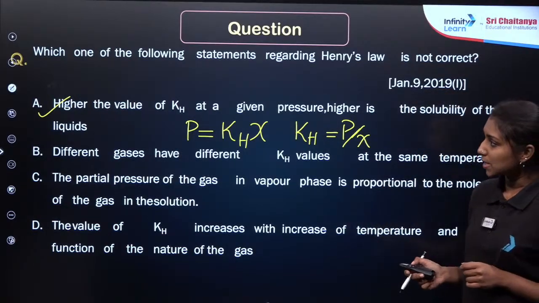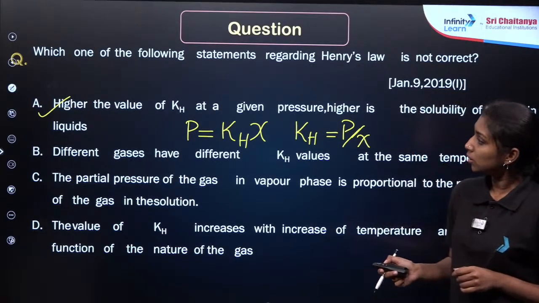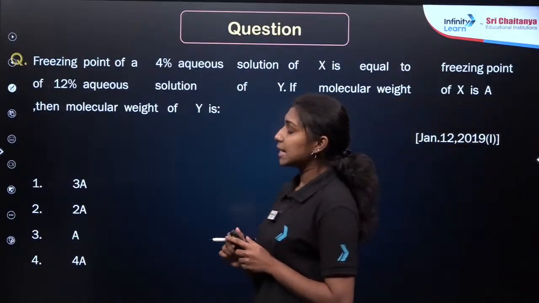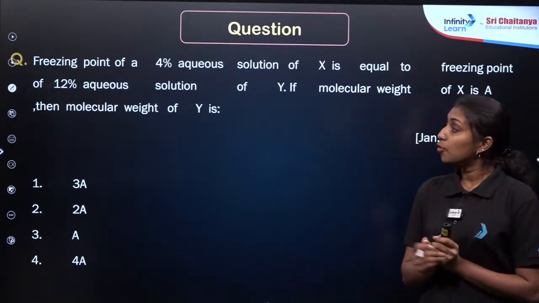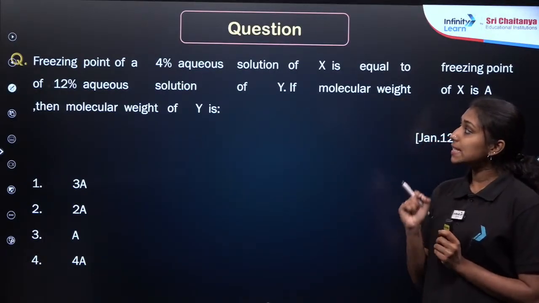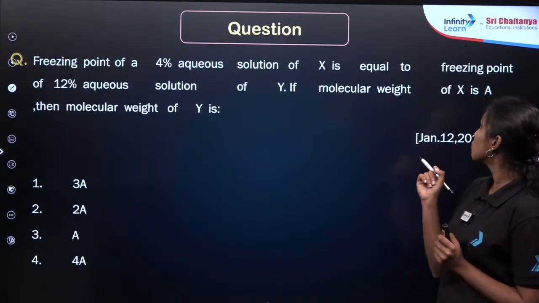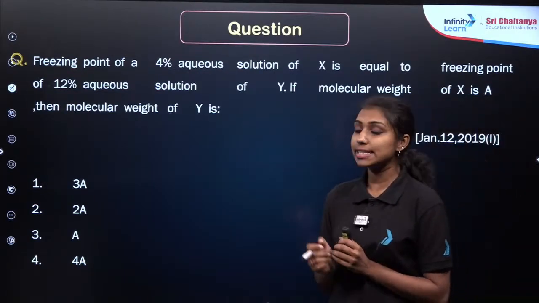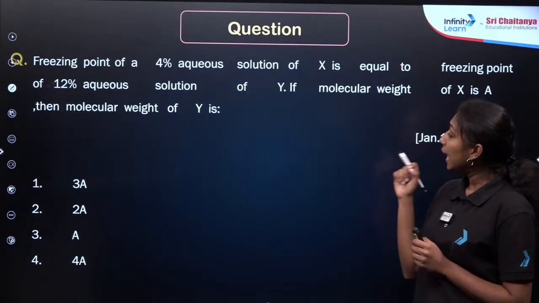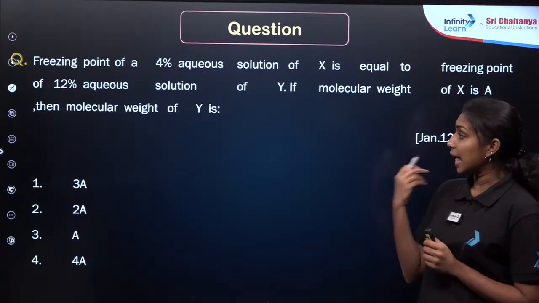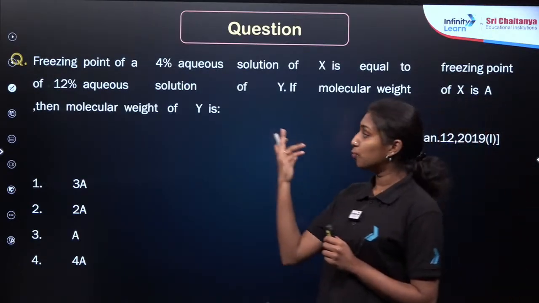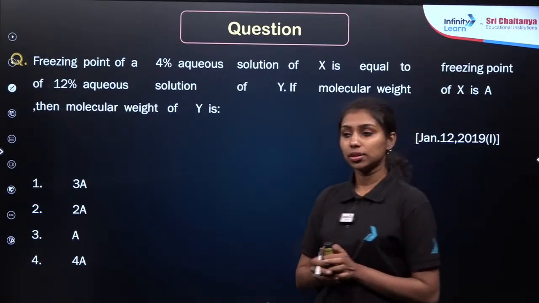Now let me move to the next question. Okay, here is the next question. Freezing point of a 4% aqueous solution of X is equal to freezing point of 12% aqueous solution of Y. If molecular weight of X is A, then what will be the molecular weight of Y? How they are connecting?